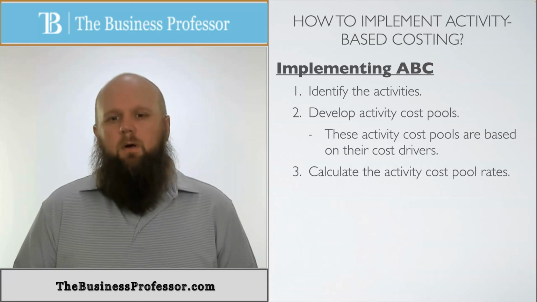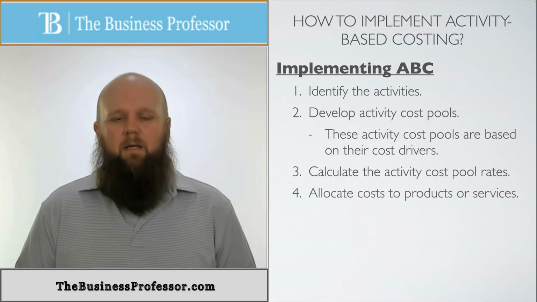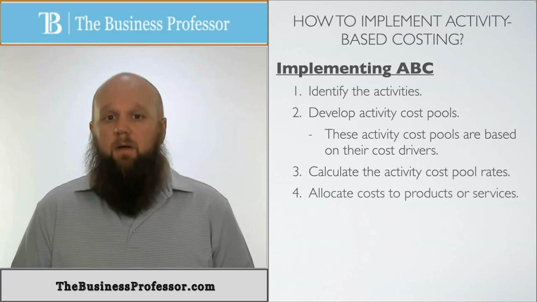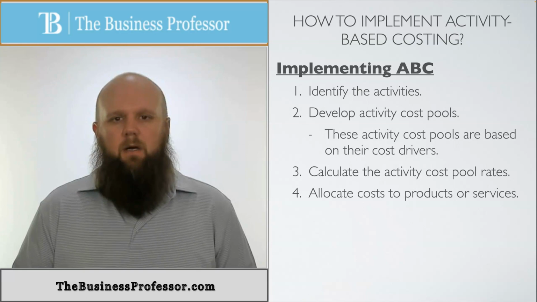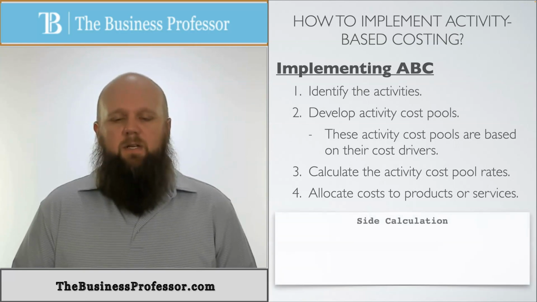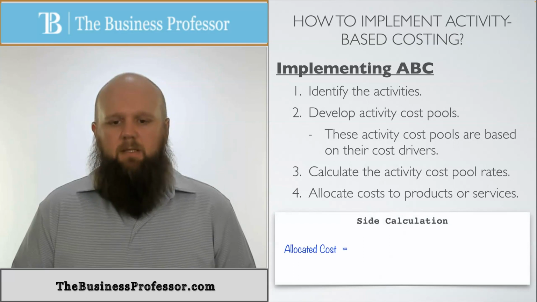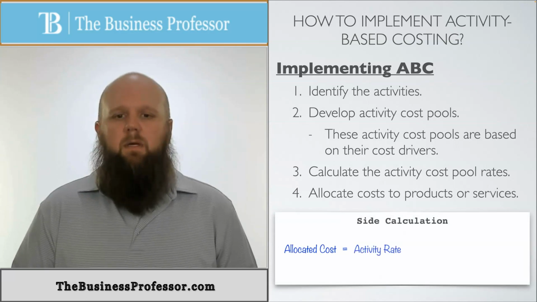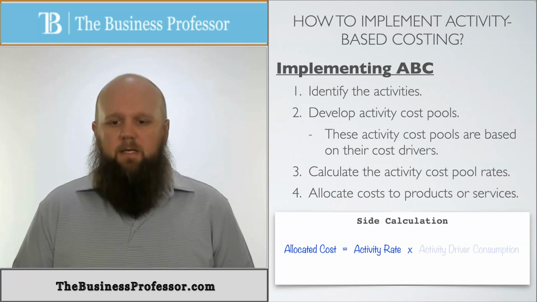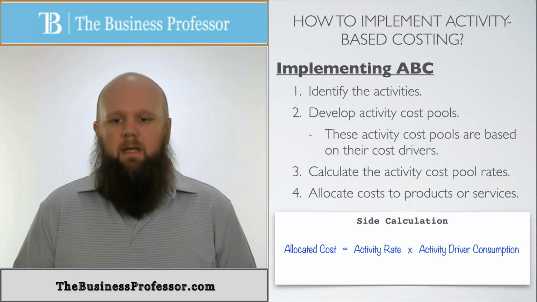Now, step 4, we're going to take that and we're going to allocate the cost to the product or service. Again, we're going to use a very similar equation to what we did when we applied the predetermined overhead rate. The equation here is going to be the allocated cost equals the activity rate that we just found times the actual driver, the activity driver consumption, the actual number. So again, very similar to the POR.